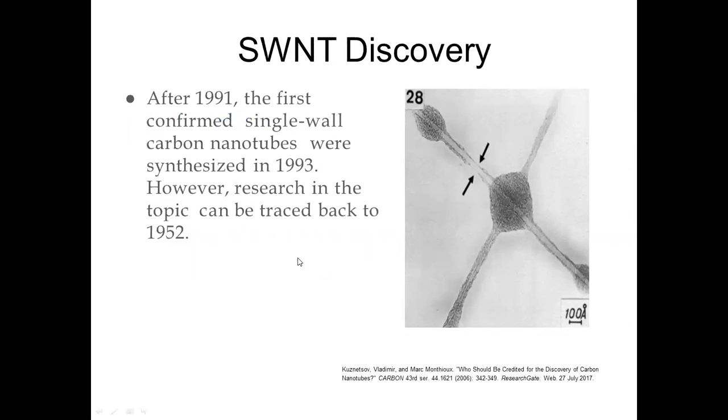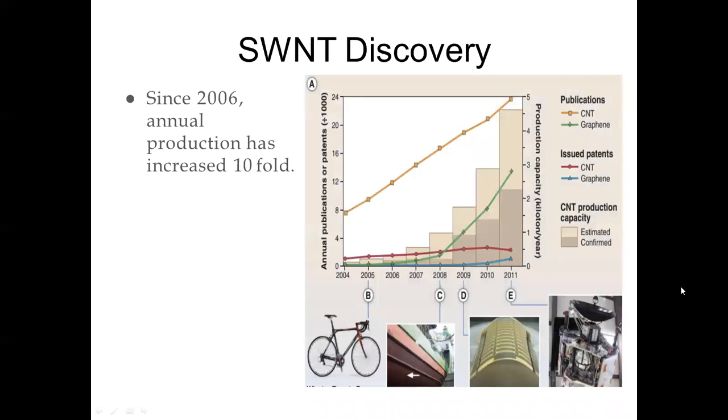So in 1991, the first single-wall carbon nanotubes were synthesized, and in '93, we look at the research that was done back in 1952 by the Soviets, and that was actually the first one. So it's arguable where the first single-wall carbon nanotube came from, but really we're going to use 1993 because these were purposely synthesized. So let's take a look at the discovery of single-wall nanotubes.